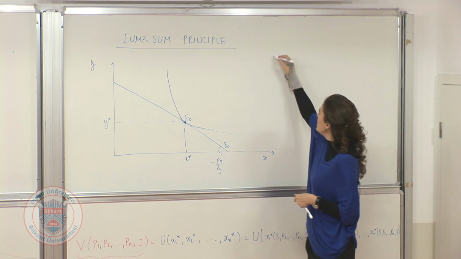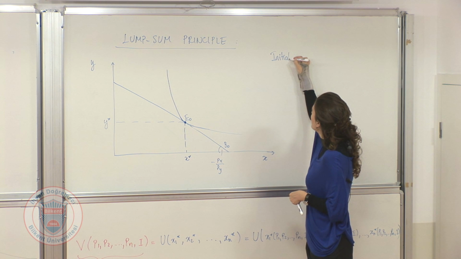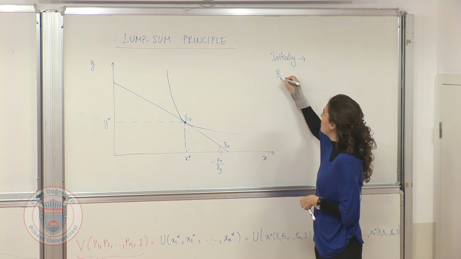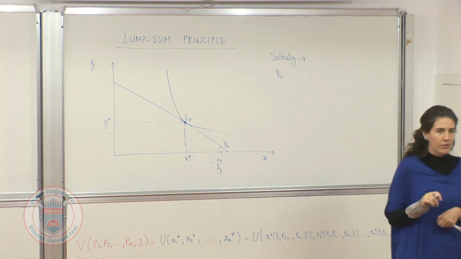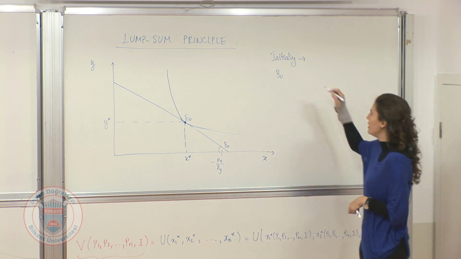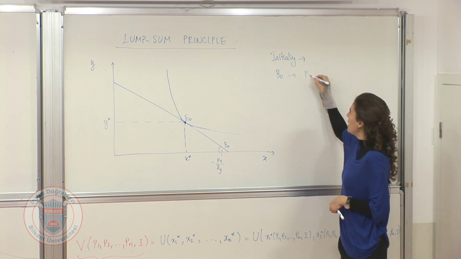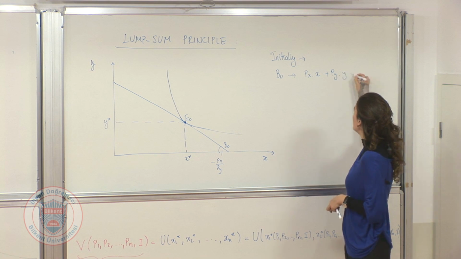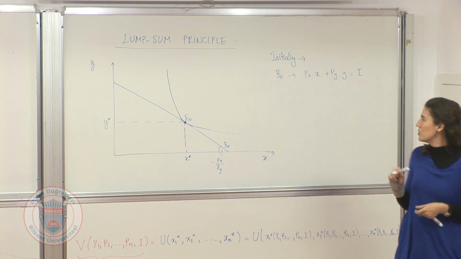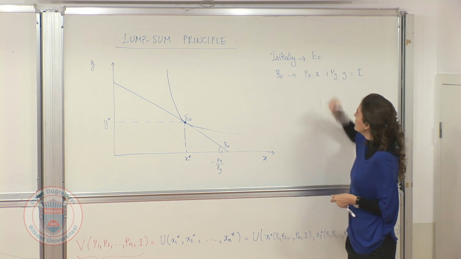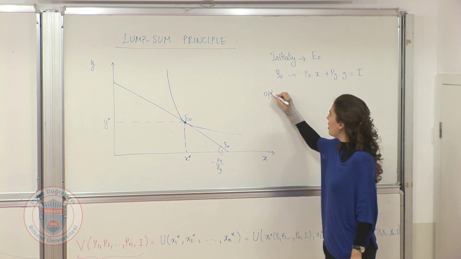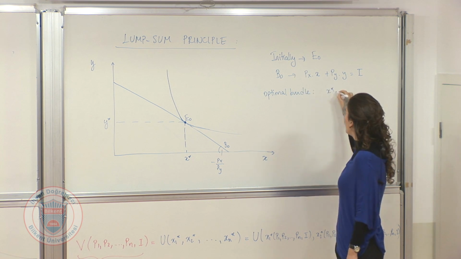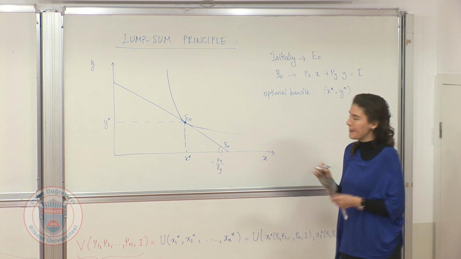So suppose initially, the budget line, the budget constraint, is B0. And what is this budget constraint? If I want to write this, Px times X plus Py times Y equals I. So initially, suppose we're at point E0, and the initially optimal bundle is X star, Y star.